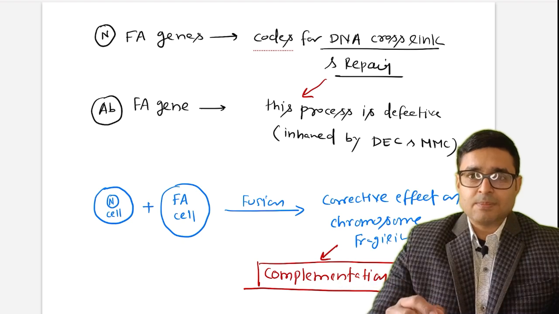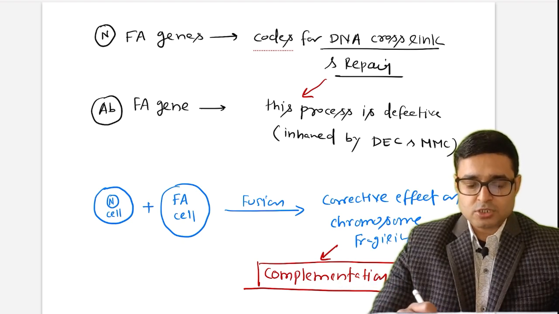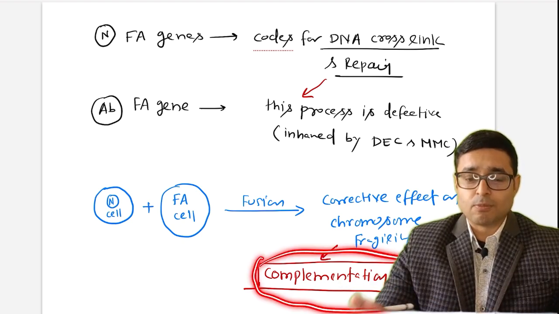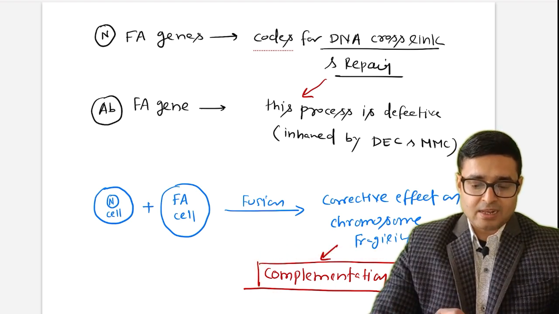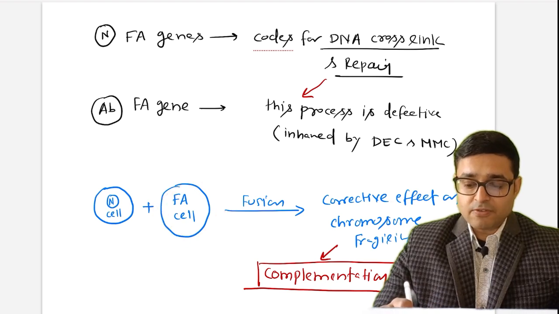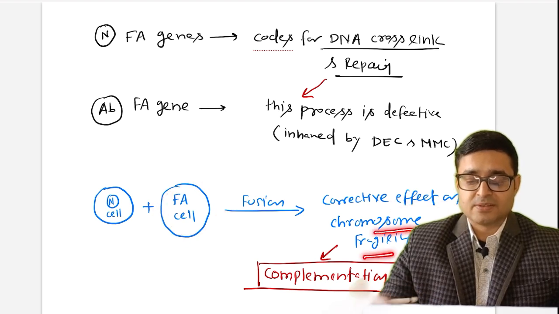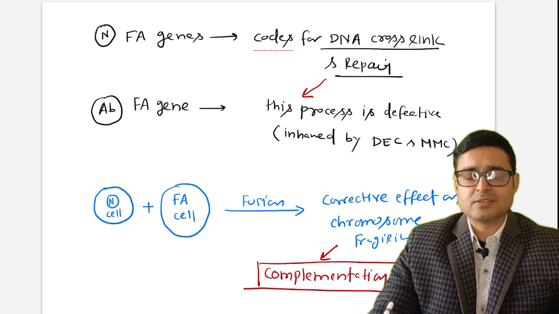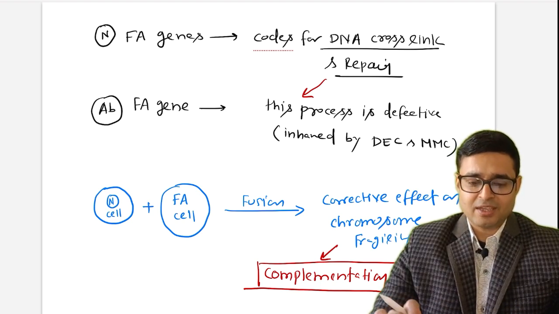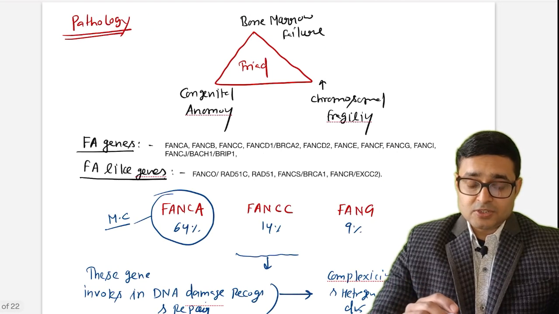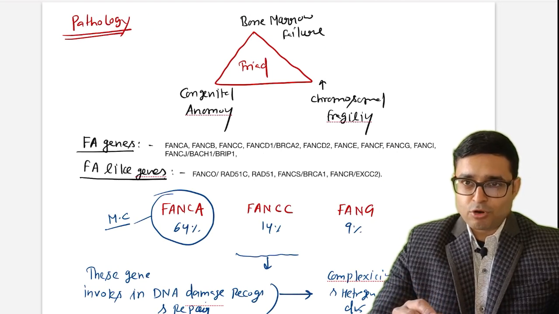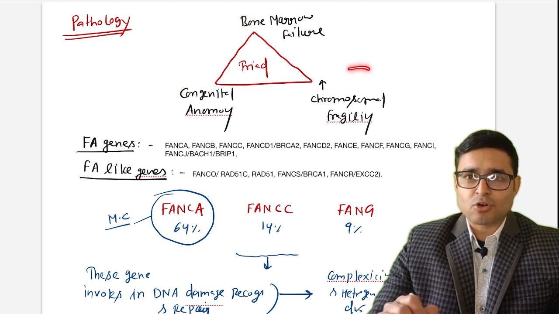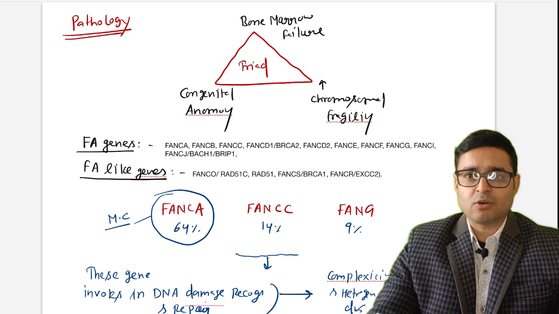One important concept, and again a previous year asked question, is complementation. So what is complementation? If a normal cell gets fused with a Fanconi anemia cell, the corrective effect on chromosomal fragility is seen, which is called complementation. So complementation is seen in Fanconi anemia. Okay. So, the triad of three things: bone marrow failure, congenital anomaly, and increased chromosomal fragility is the hallmark of Fanconi anemia.